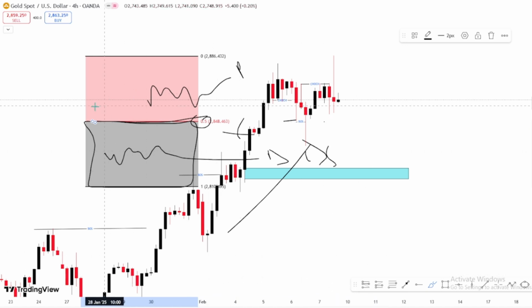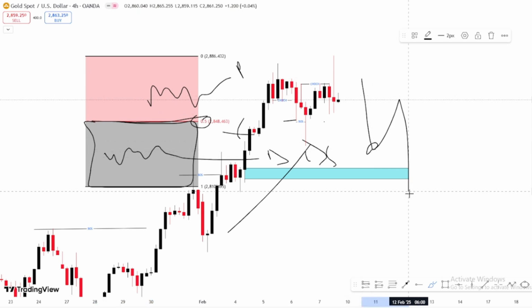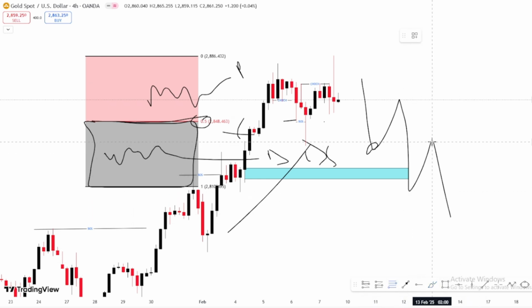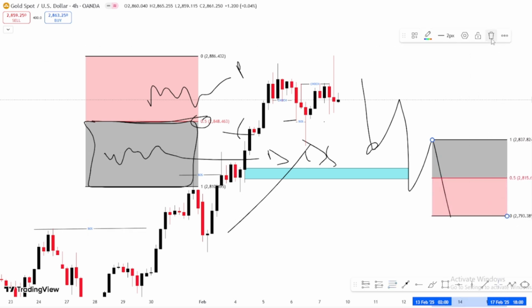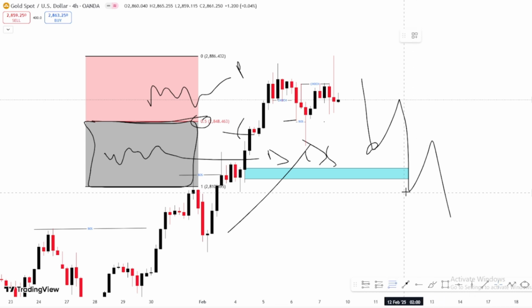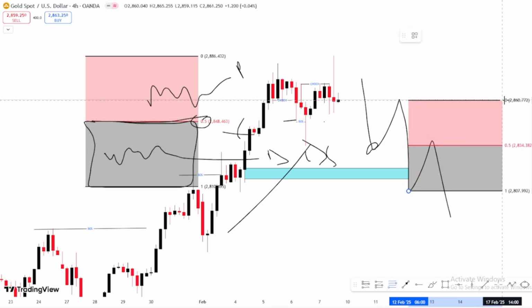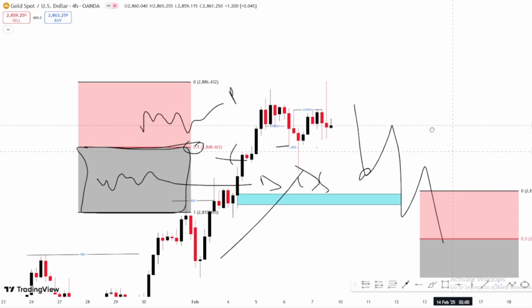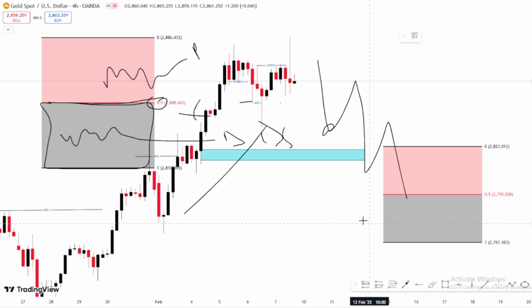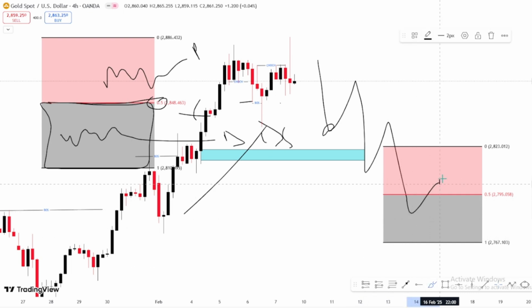And if price is dropping, creating lower high, lower low, lower high, lower low, we want to sell. We want to sell when price pushes all the way to the premium zone when price is in a downtrend. And the same thing, we want to buy when price is in the discount zone.